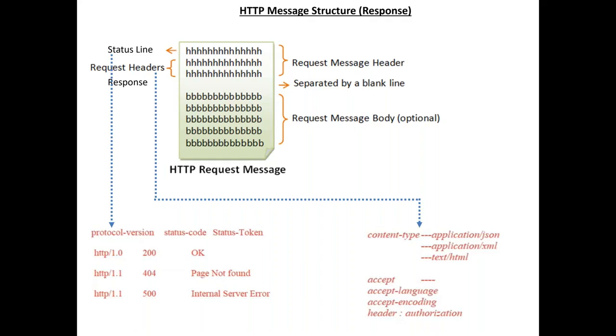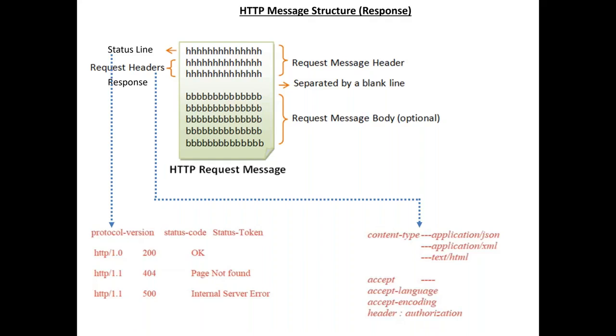In the response, the first line is the status. It will tell you whether it failed, page not found, or internal server error. It will give you a status code like 200, 400, 500. You might have seen 404, page not found, whenever you browse anything. Where does that come from? It is in the first line itself.